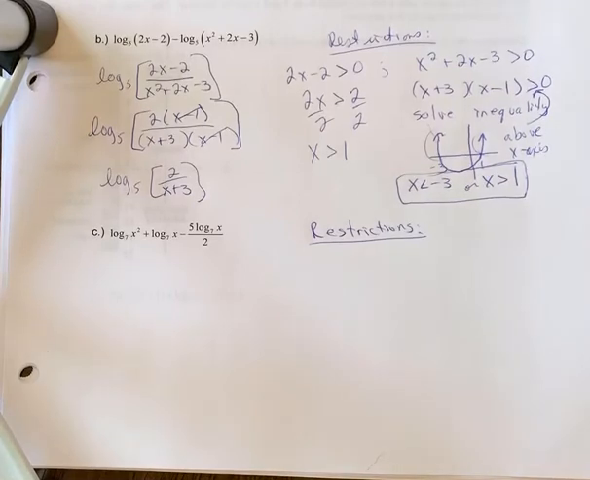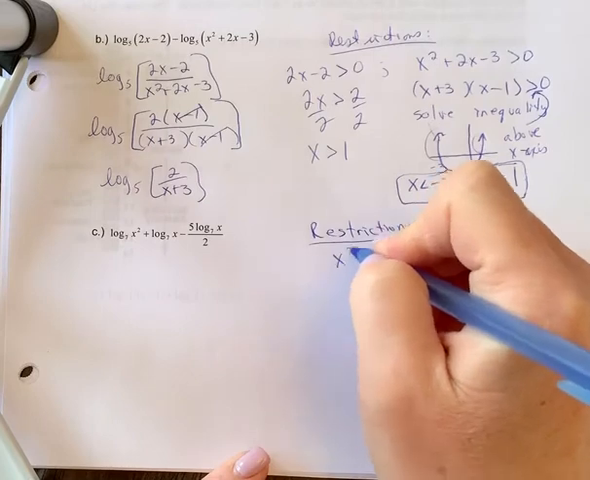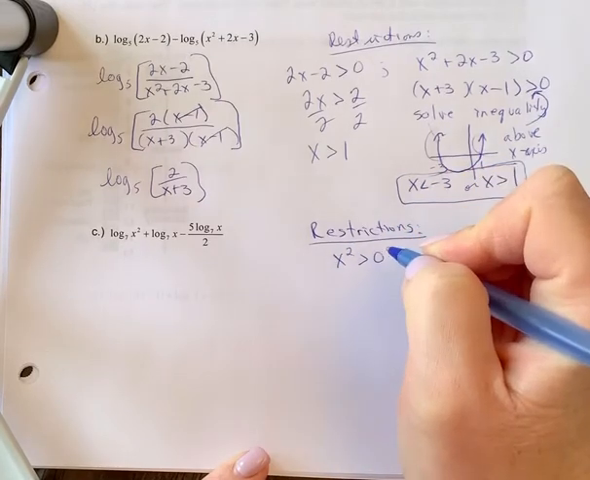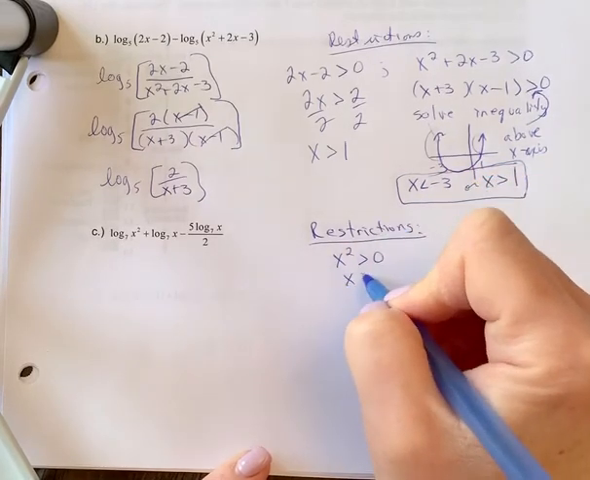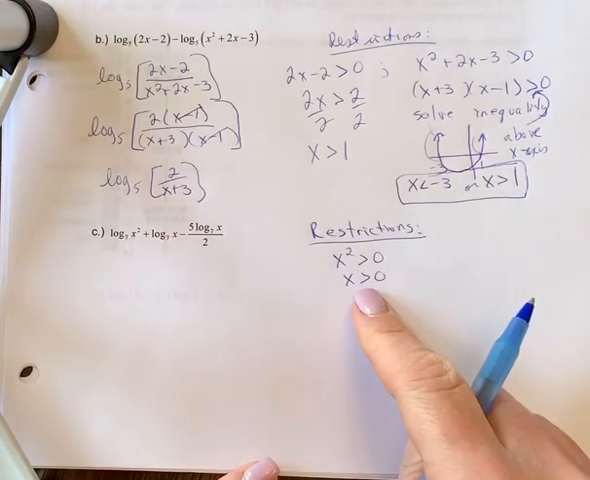Example 3C: write as a single logarithm in simplest form and state any restrictions on the variable. I'm going to start with restrictions this time. x squared must be greater than 0, which would mean that x itself just has to be greater than 0. x has to be greater than 0, so I've already covered that.